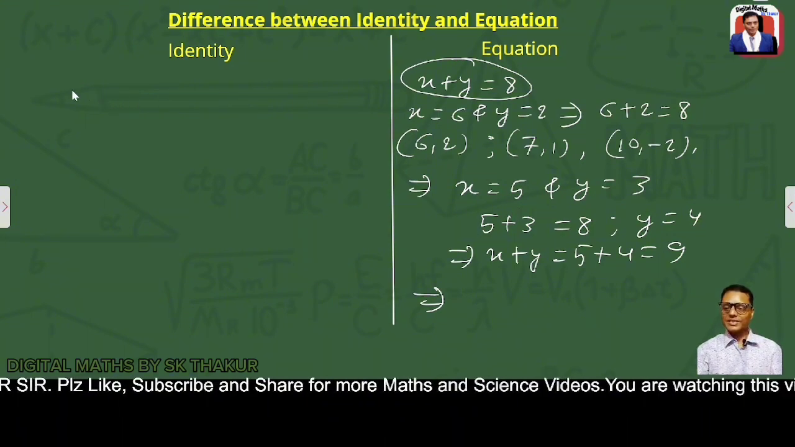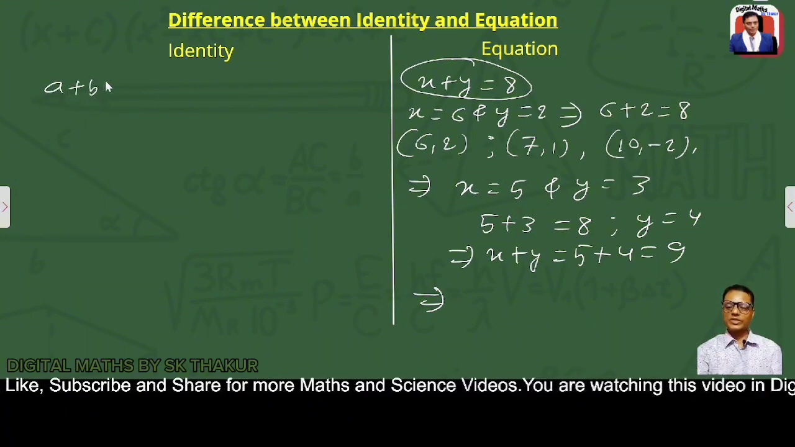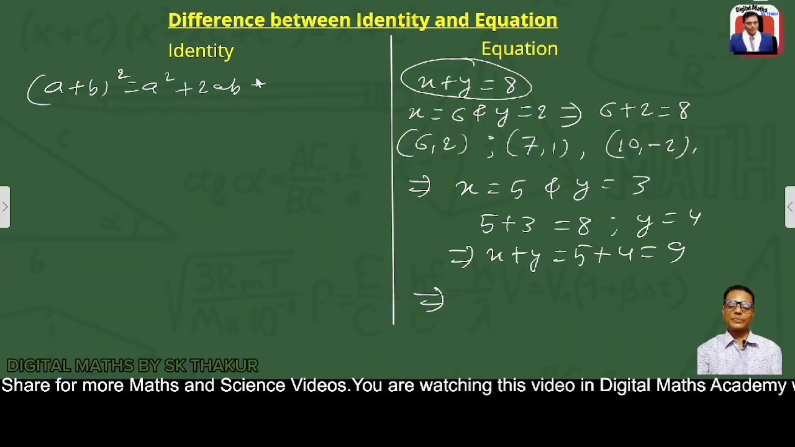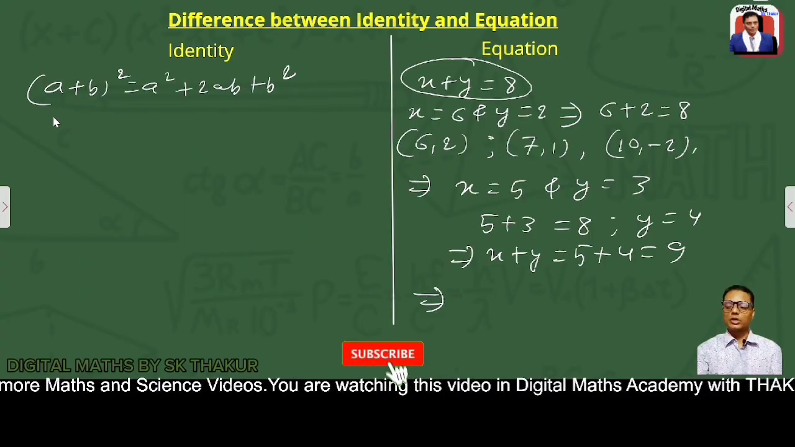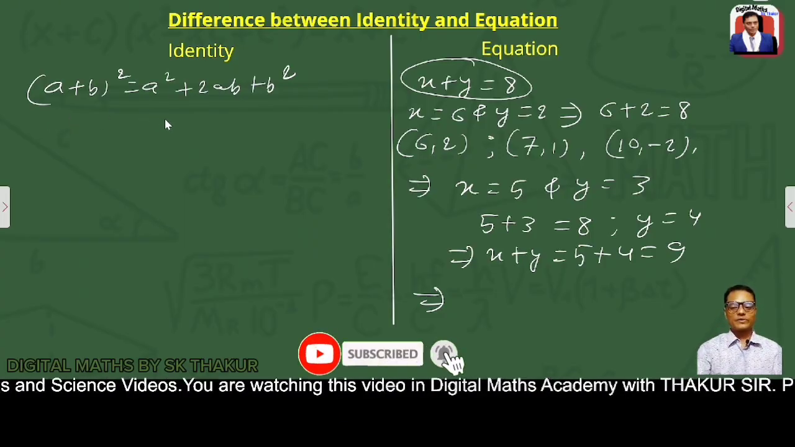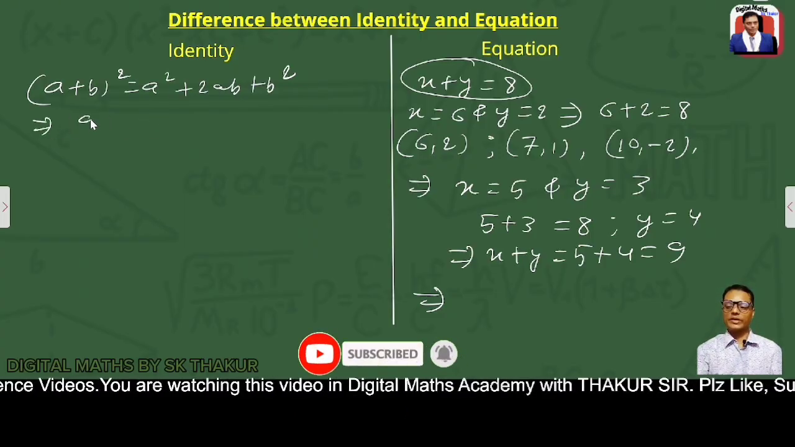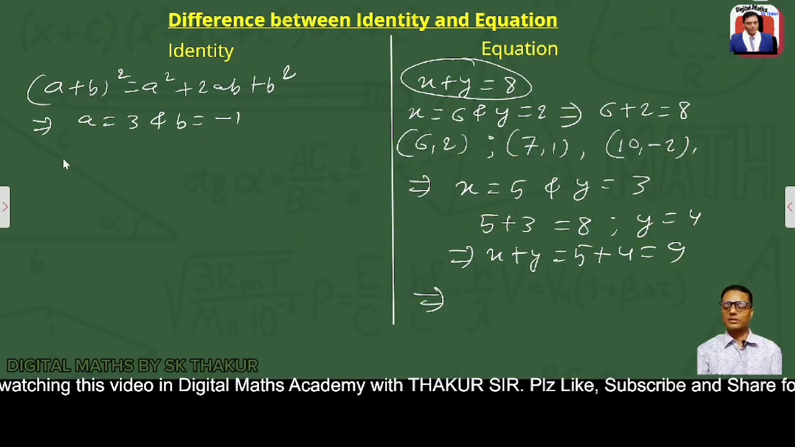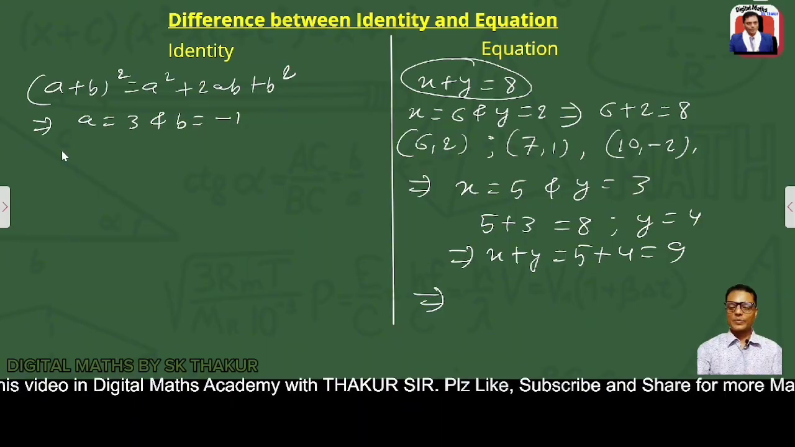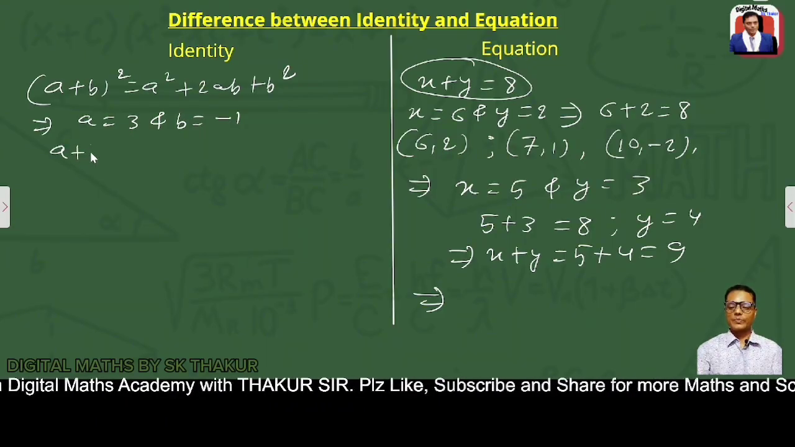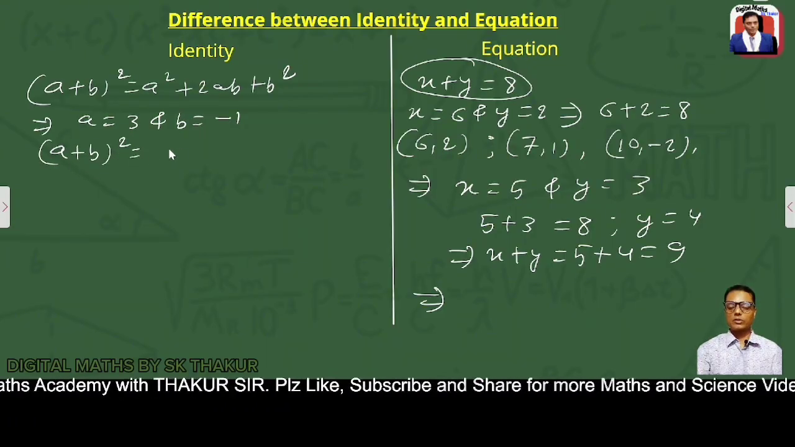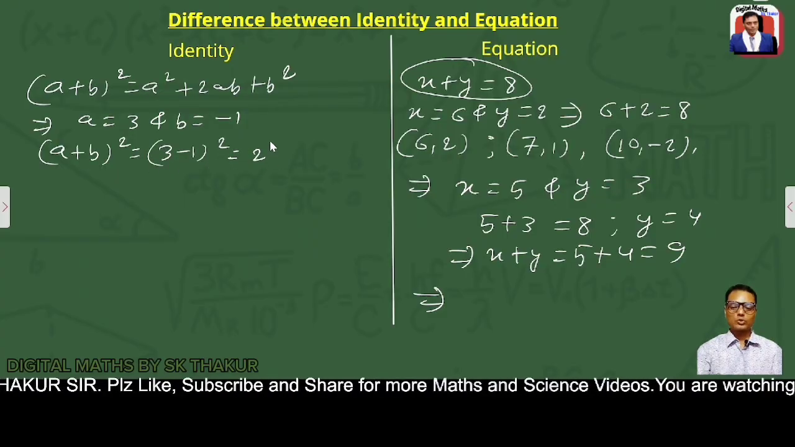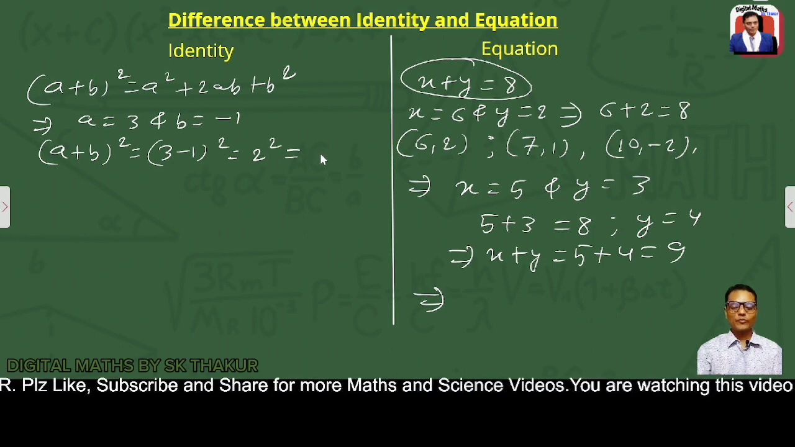But in an identity, we see here (a plus b) whole squared equals to a squared plus 2ab plus b squared, right? So it's true for all the values of a and b. For example, if a equals to 3 and b equals to, you can take negative also, doesn't matter, minus 1. So here we can say (a plus b) whole square equals to (3 minus 1) whole square, and 3 minus 1 means 2 whole square, and 2 whole square equals to 4.